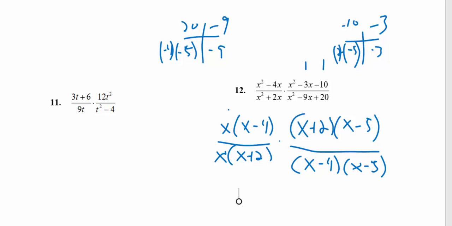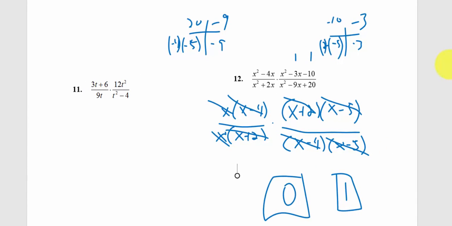Now look what happens. I have an x minus 4 on the top, x minus 4 on the bottom, cross them out. X plus 2 on the top, x plus 2 on the bottom, cross it out. X minus 5 and x minus 5, cross those out. I have an x and an x, so everything crossed out. So here's the question. If everything crosses out, is your answer 0 or 1? Which one of these would be your final answer?